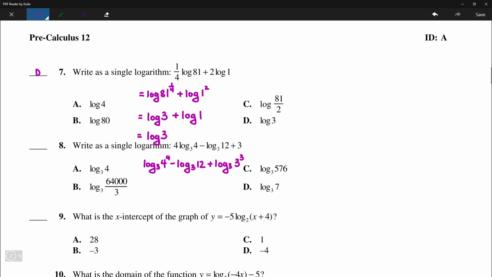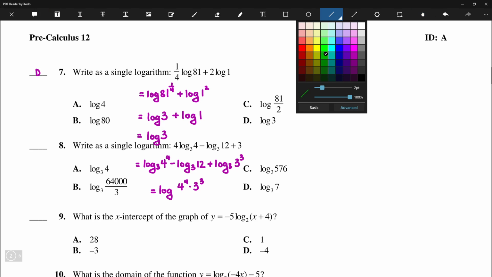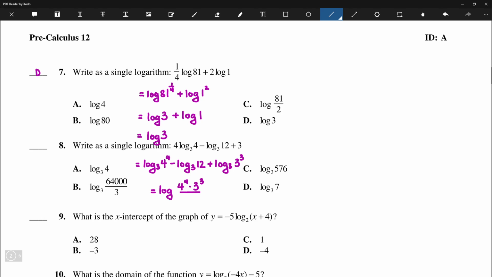Then what we can do is, using the product and quotient rules of logarithm, we can rewrite this as log, and that is a single logarithm, of 4 to the 4th power times 3 to the 3rd power all over 12, which of course is just 4 times 3. So now this simplifies. I'm going to write it to the side here. The logarithm of 4 to the 3rd power times 3 squared, which of course is log 576. So the answer is C in this case.